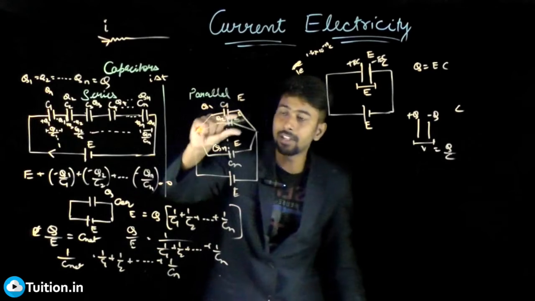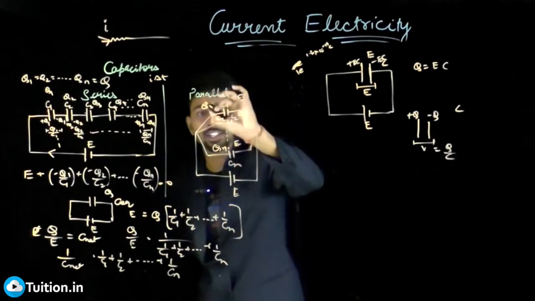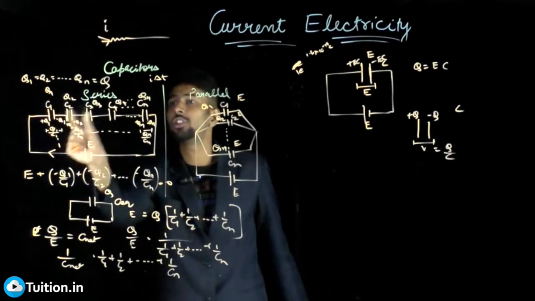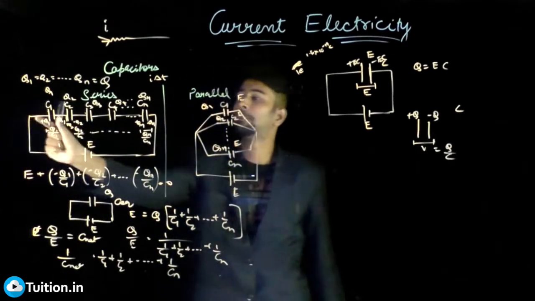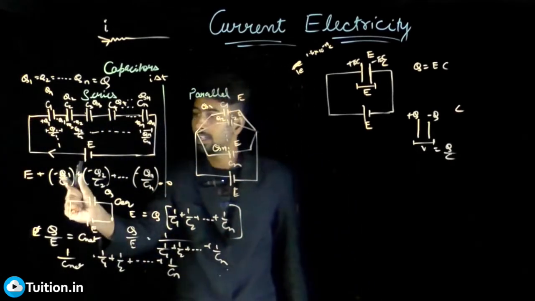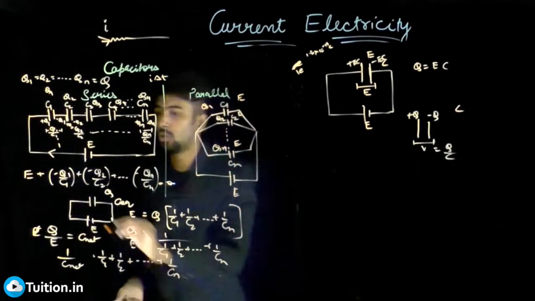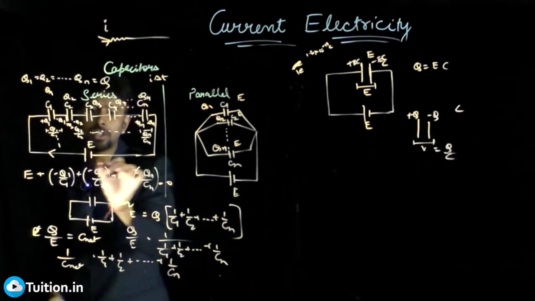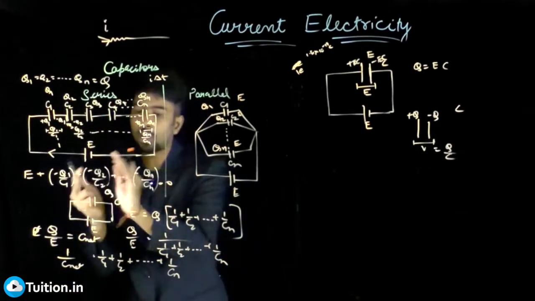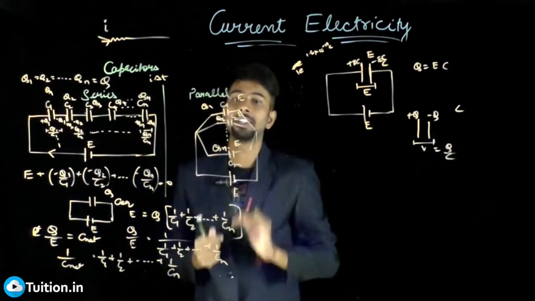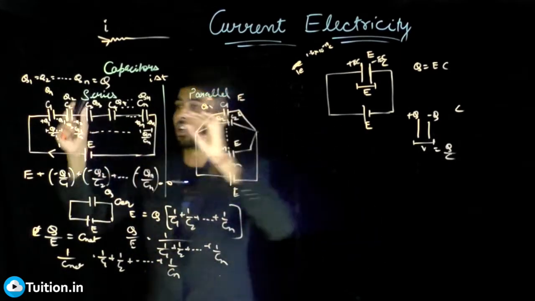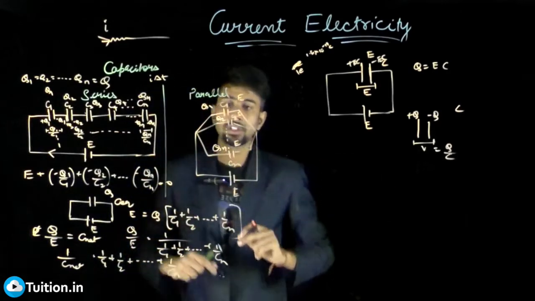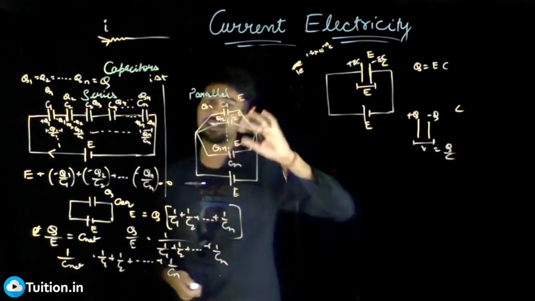Only if the capacitors have equal capacitance will the charges have the same value, otherwise the charges will be different. But in series, the charge on each capacitor has to be the same, but the potentials are different. As you can see, the potential here is Q by C1, here is Q by C2, here is Q by Cn, with Q1 and Q2 all equal to Q. So potential drops here are different, while potential drop here is the same. It's the same as resistors. The potential drops in series are different for resistors and capacitors. The potential drops in parallel are the same for resistors and capacitors.